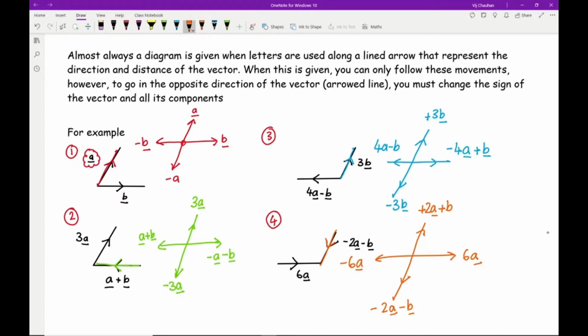And there you can, lo and behold, you've now got your directions to go up, down, left, right in any of your diagrams. So the key thing to note is that when you're going with the arrow, you just copy whatever the vector is and whatever letters are being used. But if you're going in the opposite direction, against the arrow, then you need to change whatever's positive into a negative and anything that's negative into a positive.